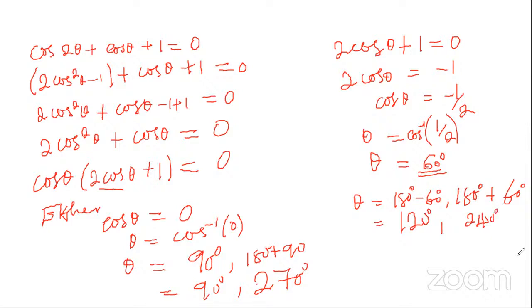Then after we combine all the answers, in their order. We begin with 90 degrees to 120. Then 240. And then 270 to 360. Yes, 270 was somewhere. Okay. Yes, teacher.